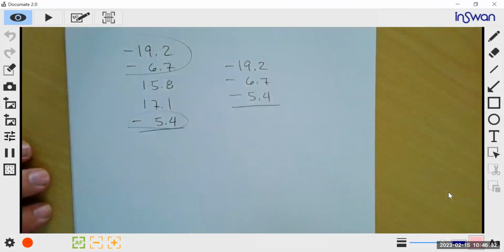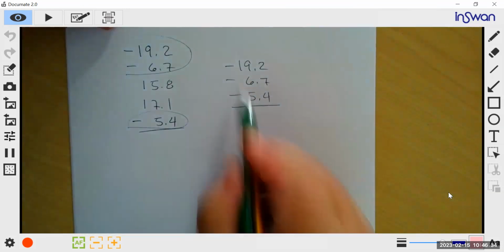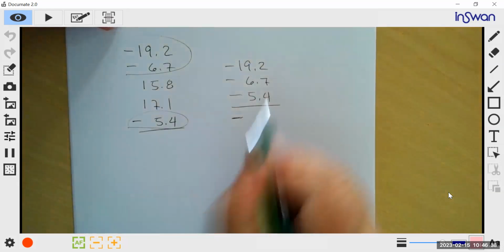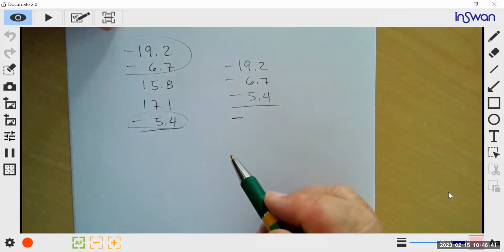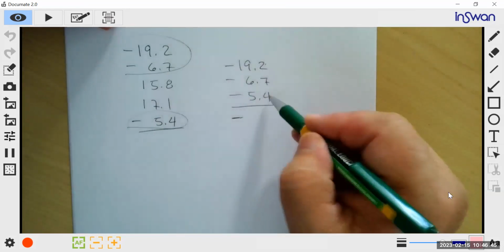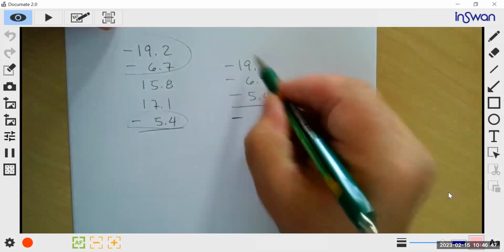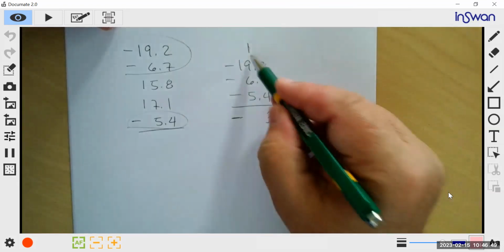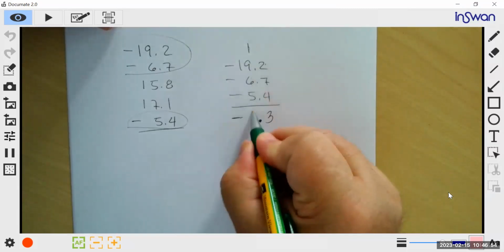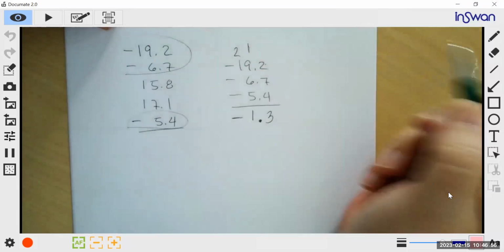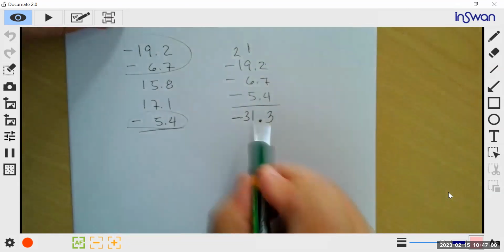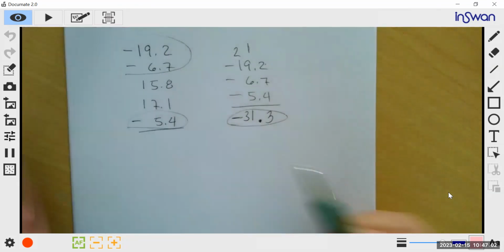and do what with them? So they're all negatives. So the answer of this one is going to be what? Negative. And what do you do with the numbers? Add them, since they're all the same signs. 7 plus 2 is 9, plus 4 is 13. Carry the 1. 10 plus 11, there's a decimal, is 21. 2 plus 1 is 3. So all the negatives equal negative 31.3.